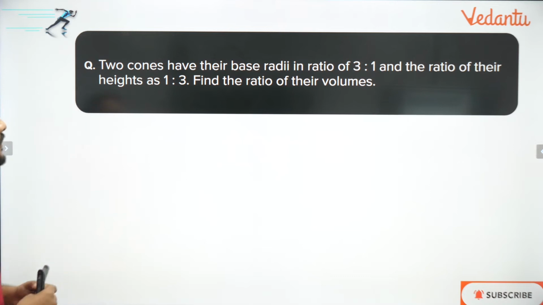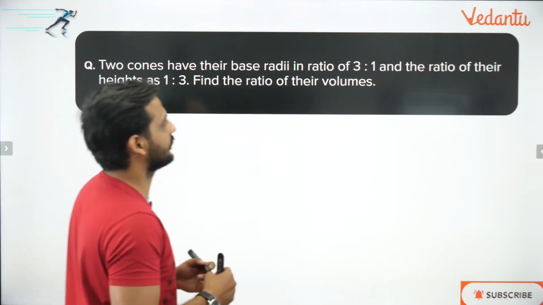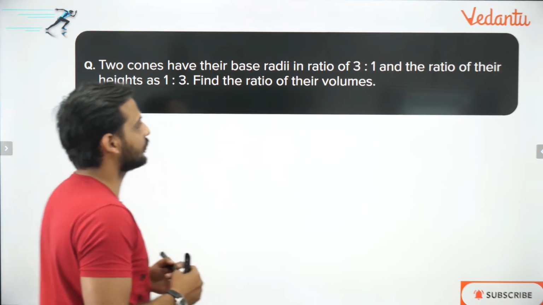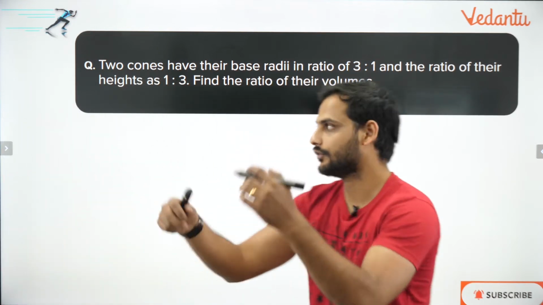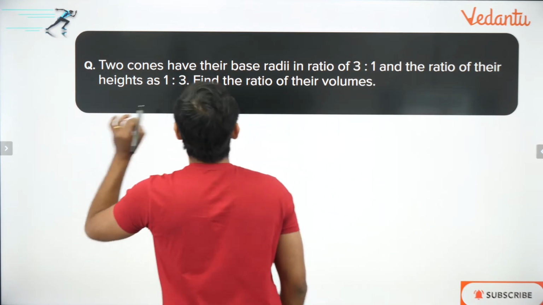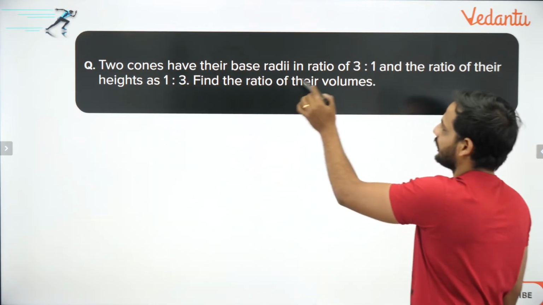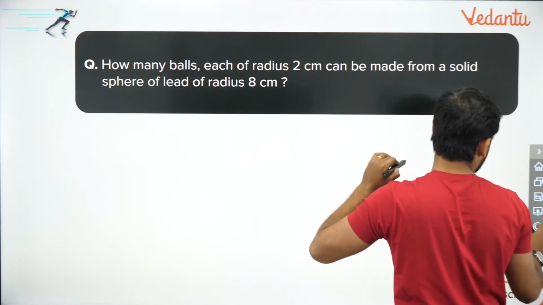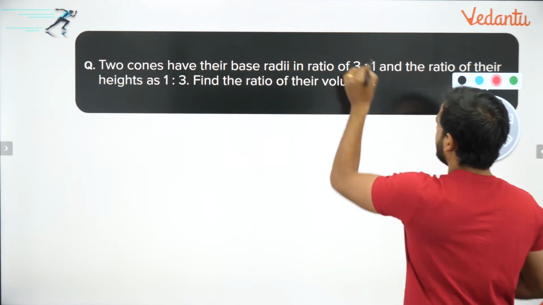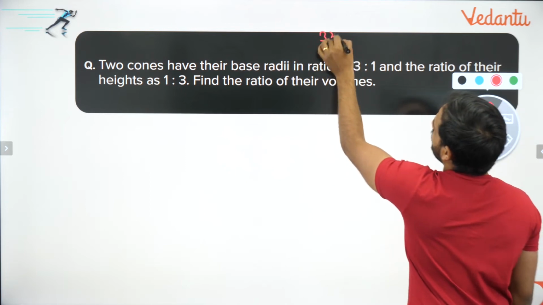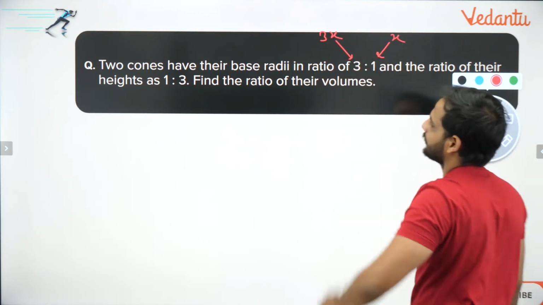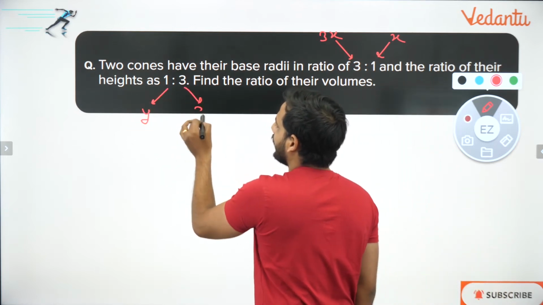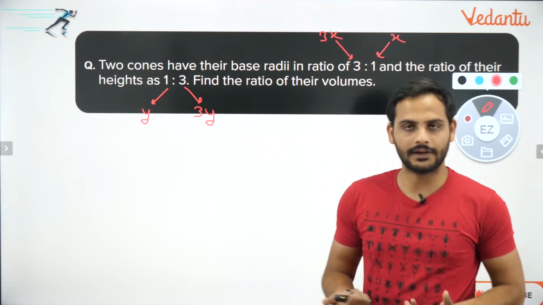Two cones have their base radii in the ratio of 3:1 and the ratio of their heights as 1:3. Find the ratio of their volumes. So two cones are there. The ratio of their radii is 3:1. So let us say the radius for the first cone is 3x and for the second cone it is x only, right? And the height of the first cone is y and the height of the second cone is 3y. That is what it is saying.